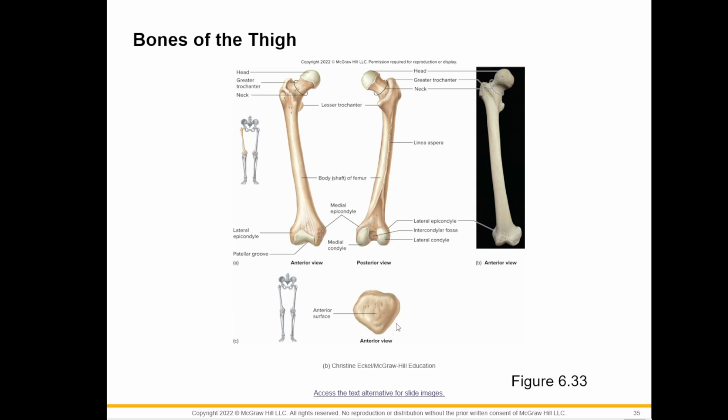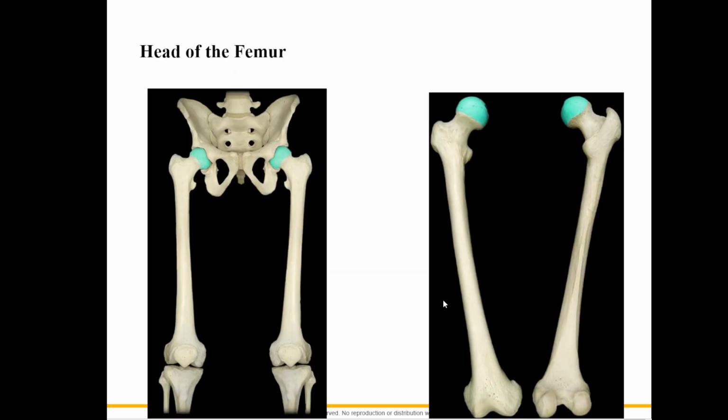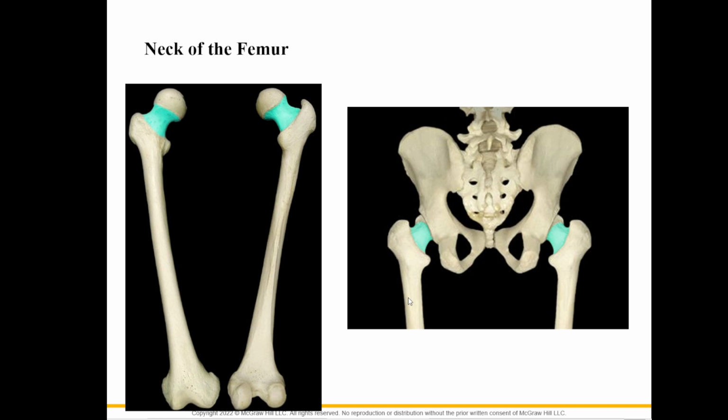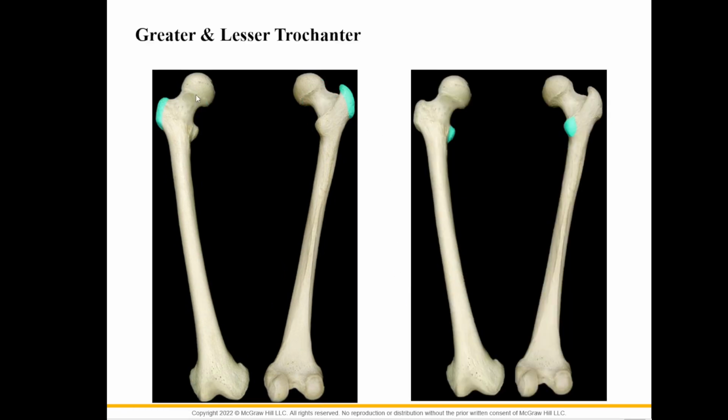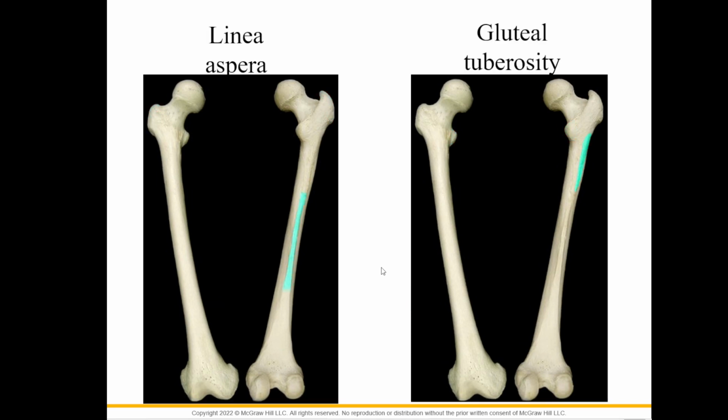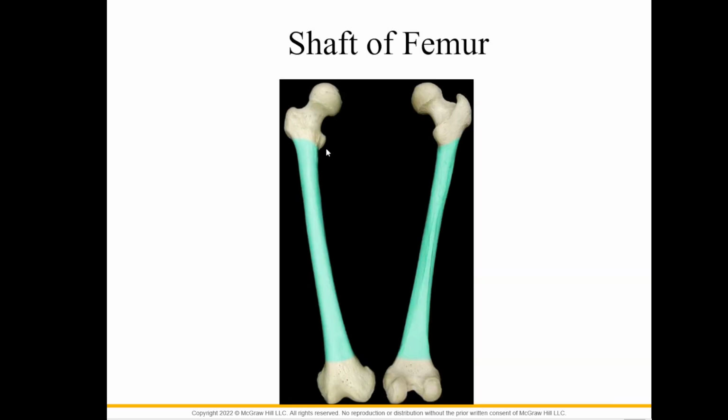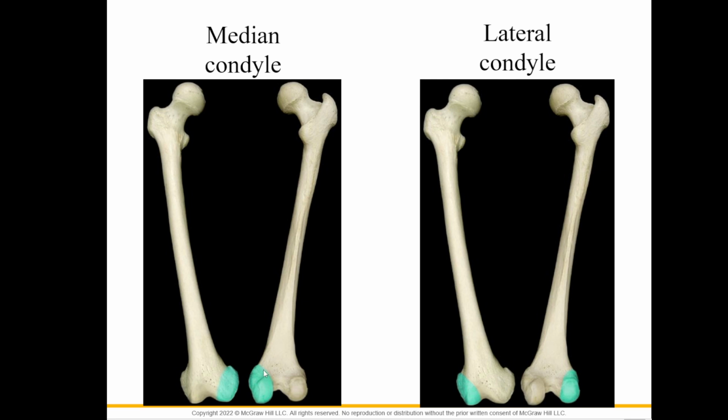Also here we have the patella or the kneecap. So the head of the femur, the neck of the femur, the greater trochanter, these are the ones on top, and then the lesser trochanters are the one at the bottom. The linea aspera is that long line. The gluteal tuberosity is where the gluteus maximus or the butt muscles would attach to. The shaft or the body of the femur. The medial condyle and the lateral condyle.